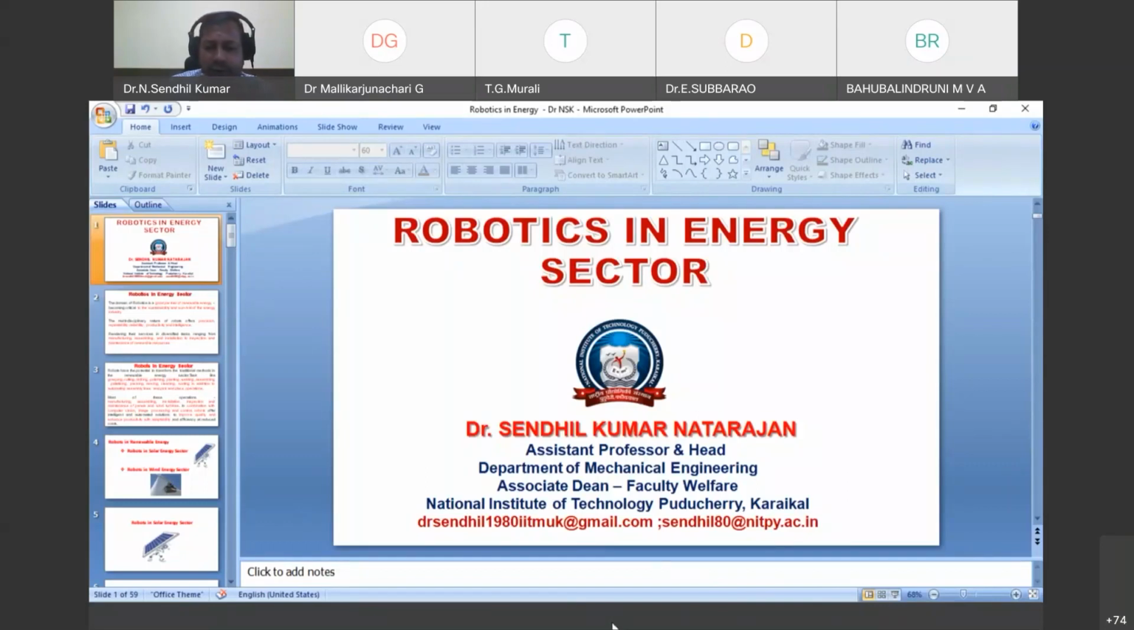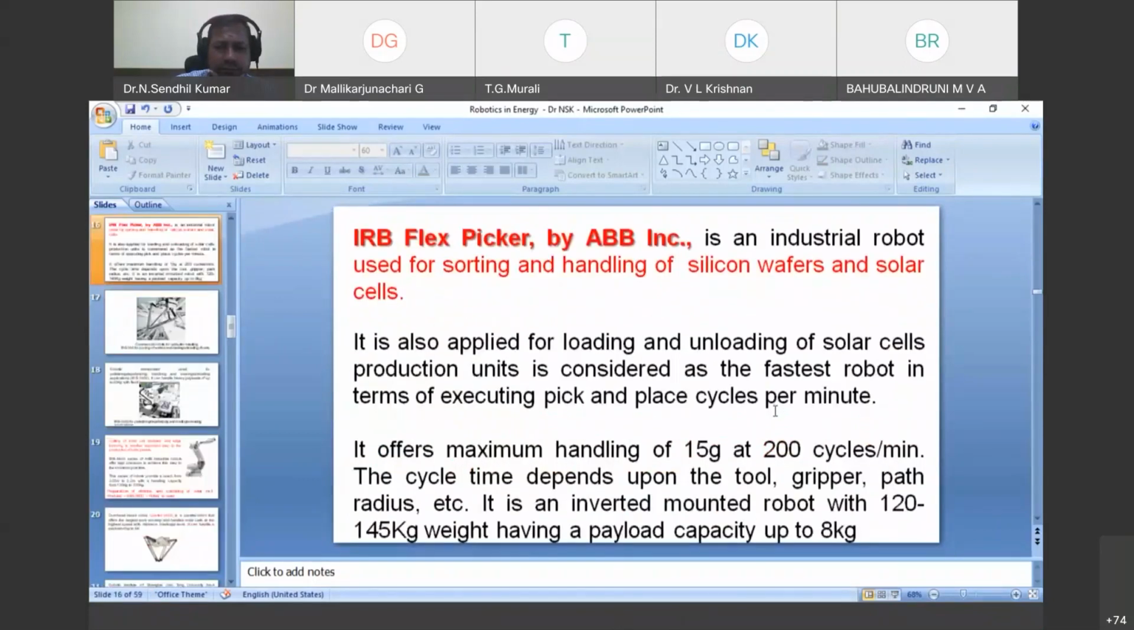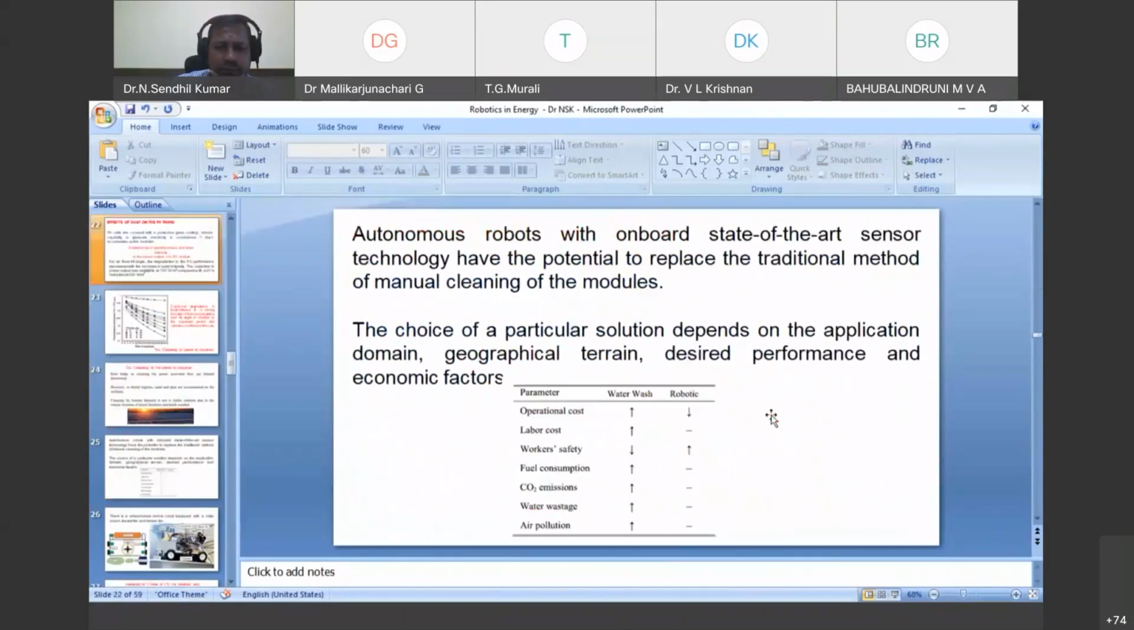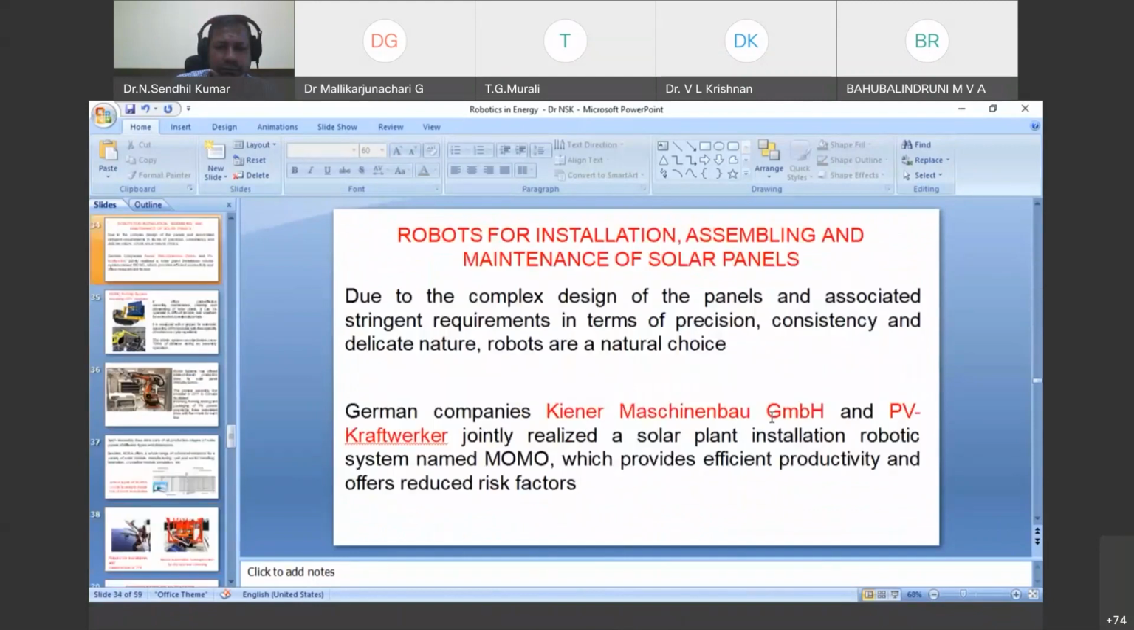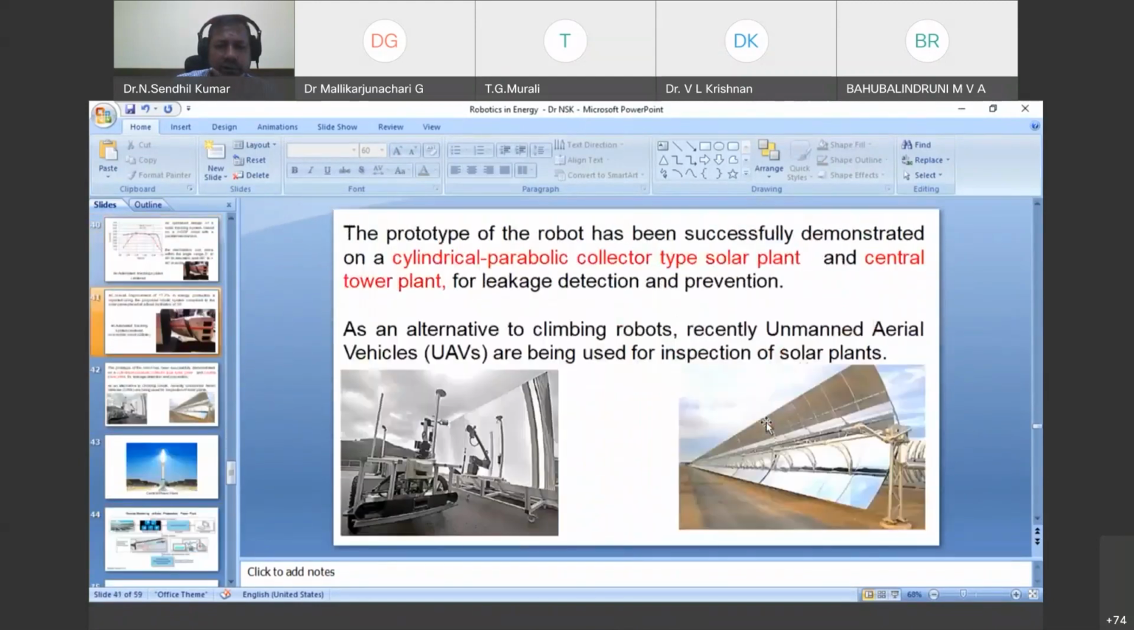Sir, good morning. Can you please throw light on the UAV-based inspection of solar panels? If you have any idea, what is the time it can continuously inspect without further recharge? Battery power is a big constraint in unmanned aerial vehicles.